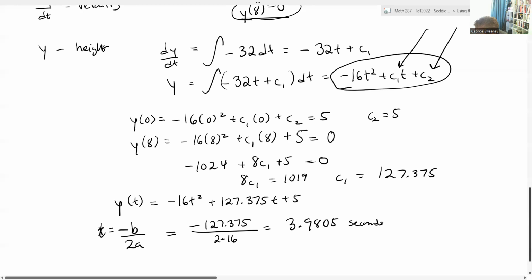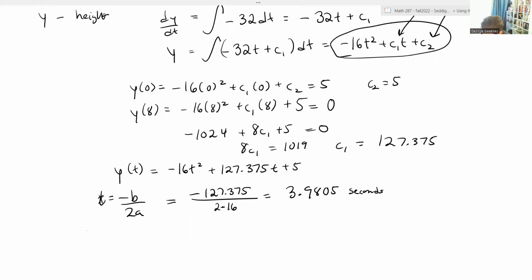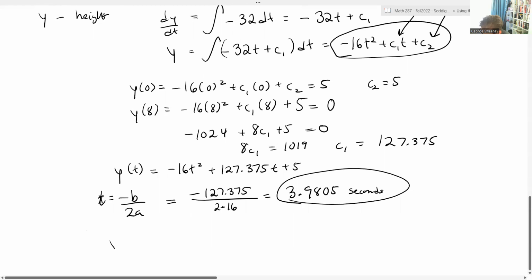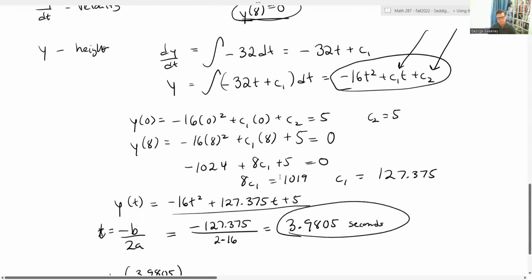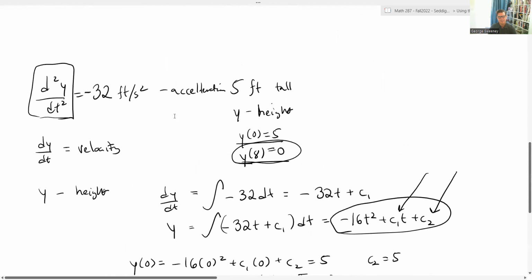So now what I need to do is input this time into y. You take y of 3.9805, you plug it into this function, and that gives you your maximum height. And I'll let you go out and do that on your end. So this is how this is going to work.